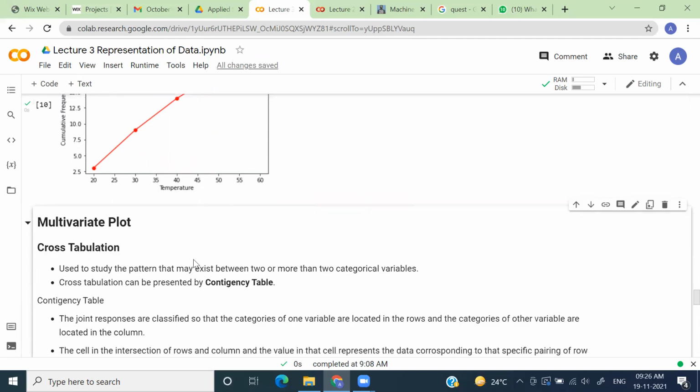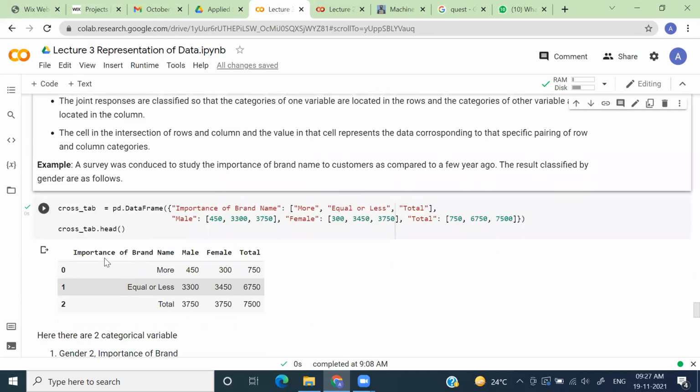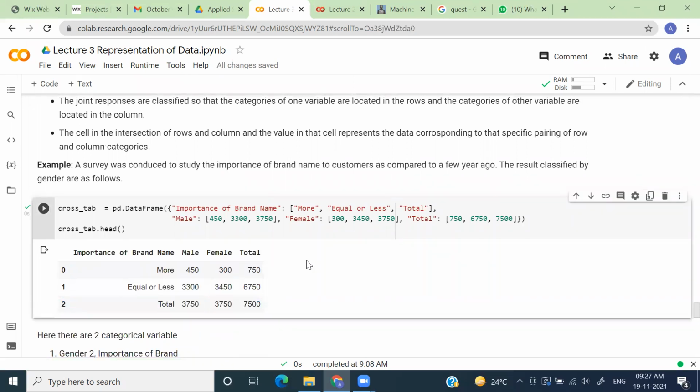One way of doing that is called cross tabulation, which is also called the contingency table. Let me give an example. Just think of this table. We did a survey and asked 7,500 people, few of them male, few female, about their sentiment about a certain brand: whether the brand value of this car has increased compared to the previous 10 years, or declined, or is equal.